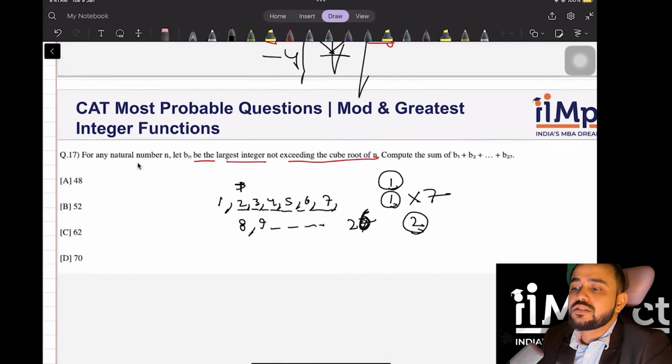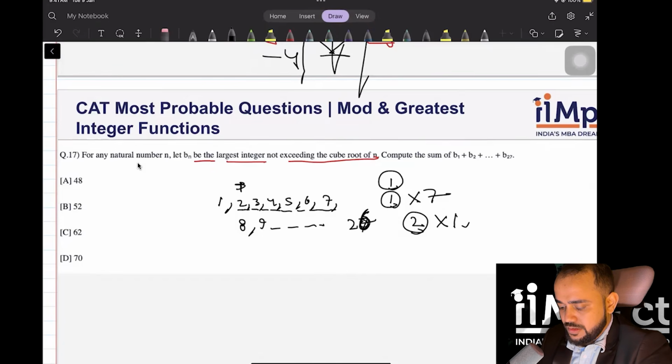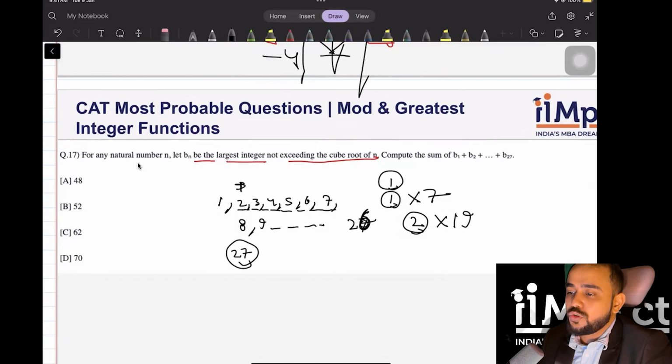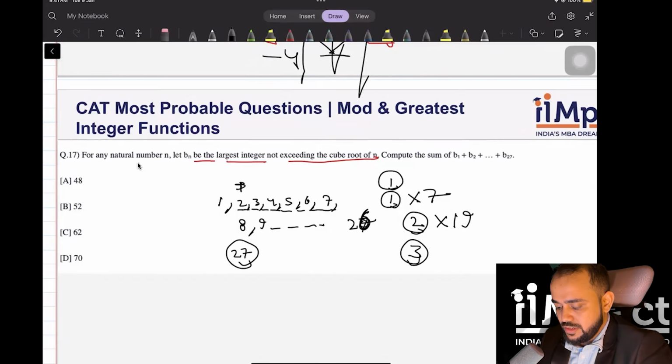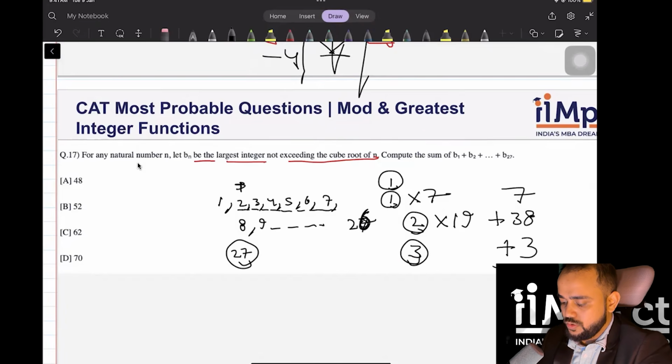Now how many such numbers are there? 26 minus 8 plus 1. So that is 27 minus 8, that is 19. Right? And you also have 27, and cube root of 27 is 3, so you'll get 3 as well. So your answer will be 7 plus 19 into 2, 38, plus 3. So that is going to be 48.